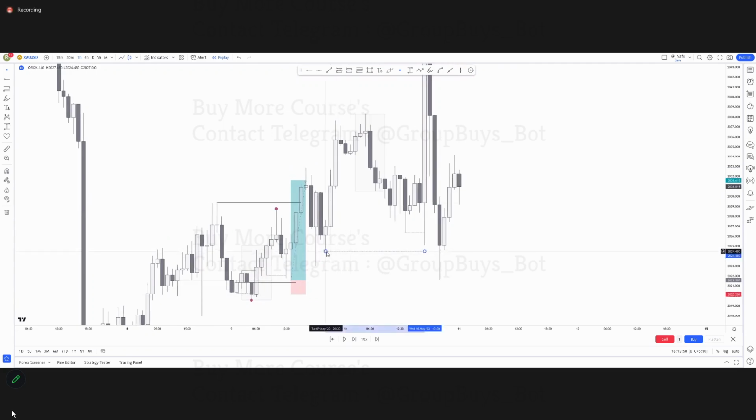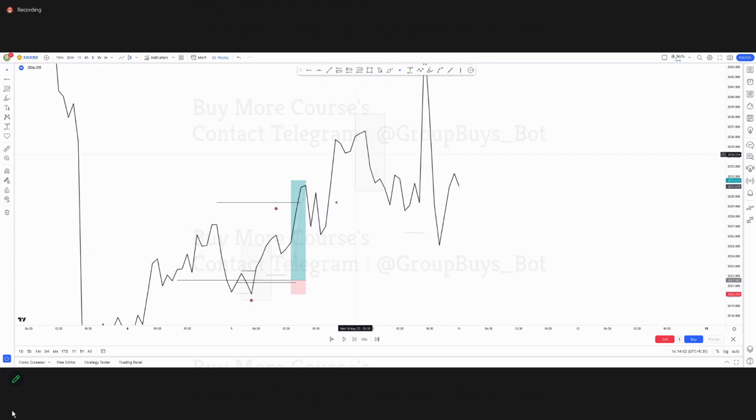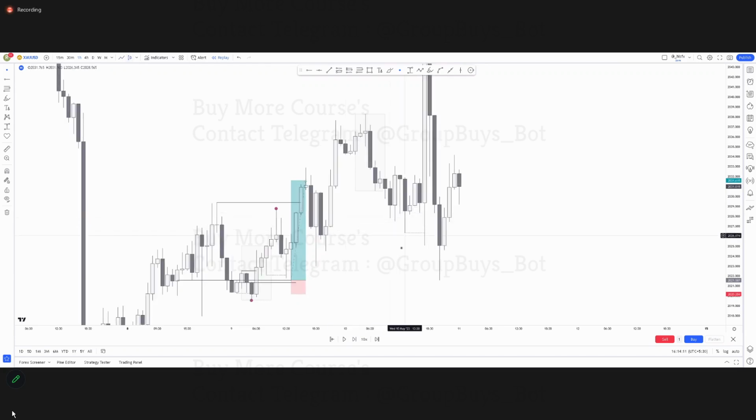And then our strong low here has no internal range liquidity here. So when we have no liquidity, we need to wait for the liquidity to get created. So the liquidity is created here. Okay, created here. Now all we need to do is look for what?